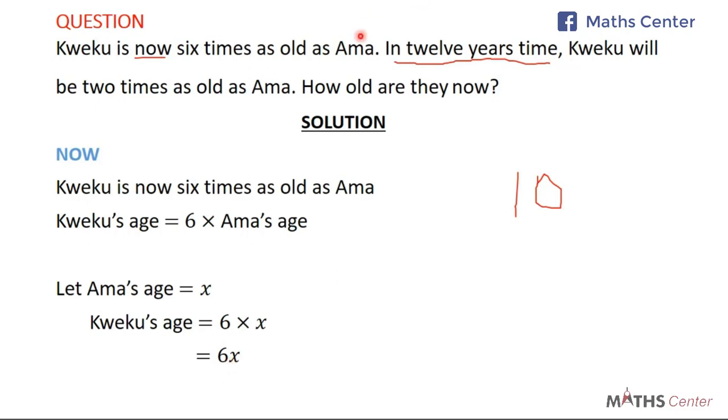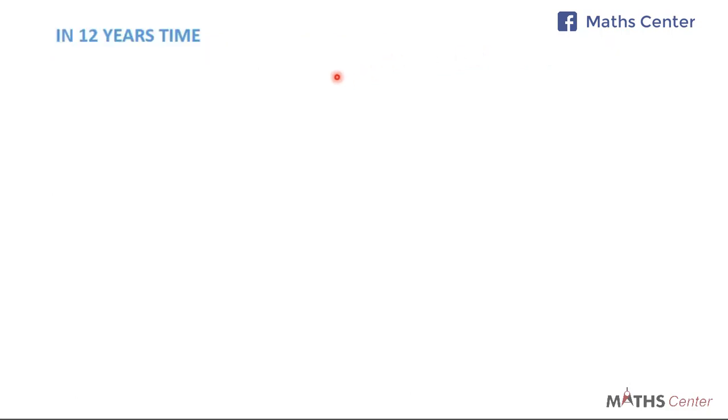So the next point says that in 12 years' time, Kweku will be 2 times as old as Amma. But we first have to find their ages in 12 years' time. So in 12 years' time, Amma's age will be x plus 12, because we know that now Amma is x years old. Amma's age now is x. In 12 years' time, her age will be how old she is now, which is x plus 12.